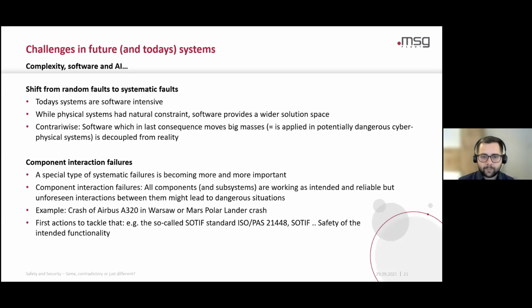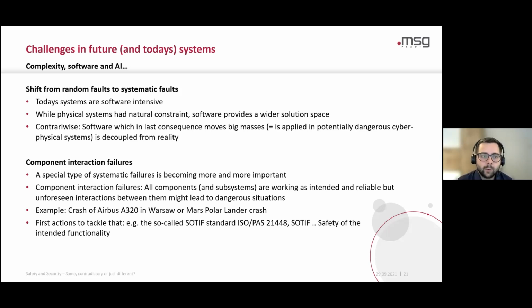And software provides us a wider solution space. So that also leads to the situation that we can implement something in software and don't see the consequences, that we are moving big masses and they could hurt someone. We probably don't see that if we write the software code a little bit differently, we can maybe avoid dangerous situations. So software is somehow decoupled from the reality, decoupled from the real consequences in terms of safety sometimes.